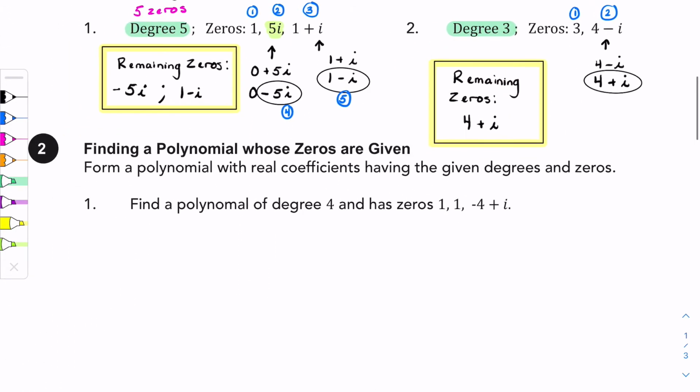But if we move down to the next example set, it says to form a polynomial with real coefficients having the given degrees and zeros. So here we have quite a bit to do. We have to first identify all of the zeros. Then we need to multiply them out and report this as a polynomial in standard form.